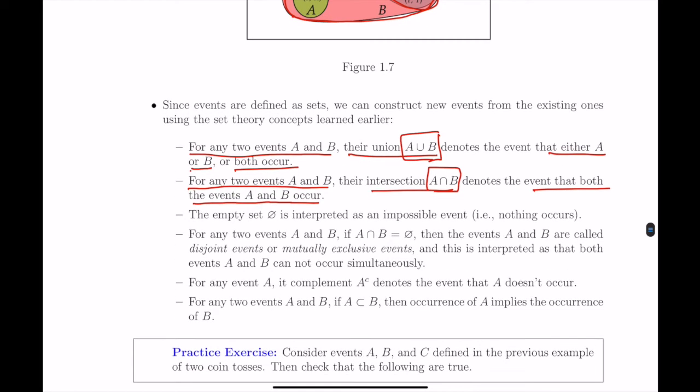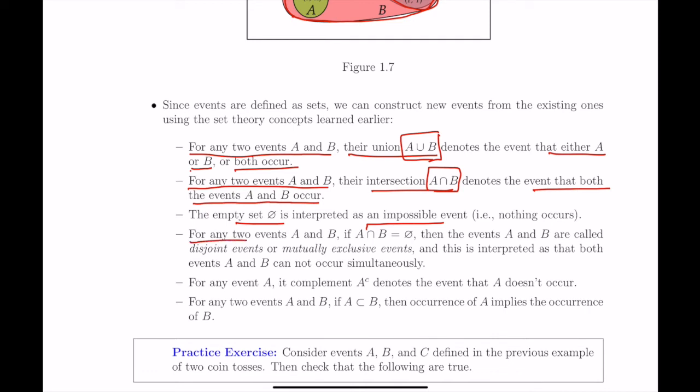The empty set, which is a null set we have defined, represents an impossible event. We say impossible because when you conduct an experiment, there will be some outcome. We expect that there is some outcome. So the chances of seeing empty set is zero. That's why we call them impossible set.